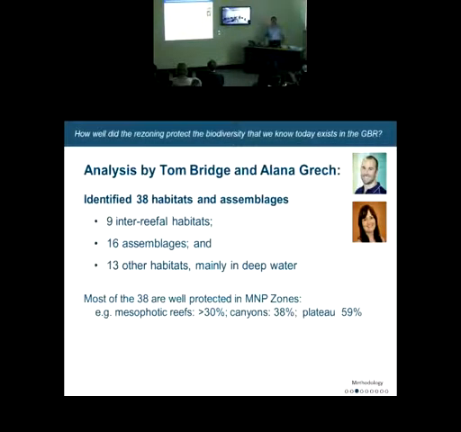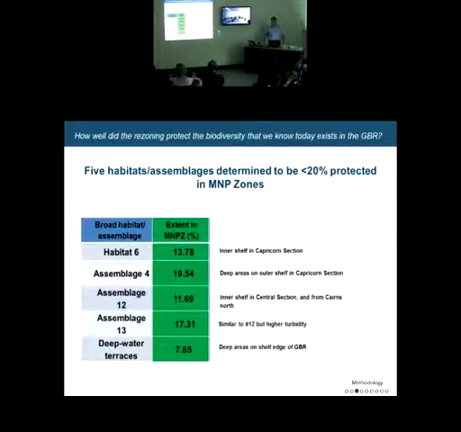So mesophotic reefs, over 30% are protected. Canyons, 38. Plateaus, 59. However, we've identified 5 habitats and assemblages that are less than 20%. And that 20% was one of our planning principles. I've just listed the ones here. And you'll notice that some of them, 19.5%, are pretty close. But others, like these deep water terraces here, are down at 7.6%. So we obviously, in that case, didn't know enough about it and weren't able to pick that up.